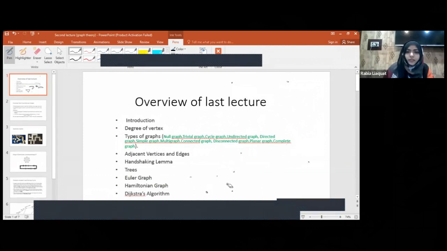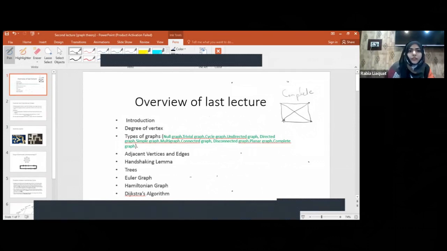So next is complete graph. A complete graph is something where, for example, we have four vertices. One vertex will connect to every vertex. Similarly, the second vertex will be connected to every vertex. Similarly, the third vertex will be connected to every vertex, each and every vertex. Similarly, the fourth vertex will be connected to every vertex. So this is a complete graph.